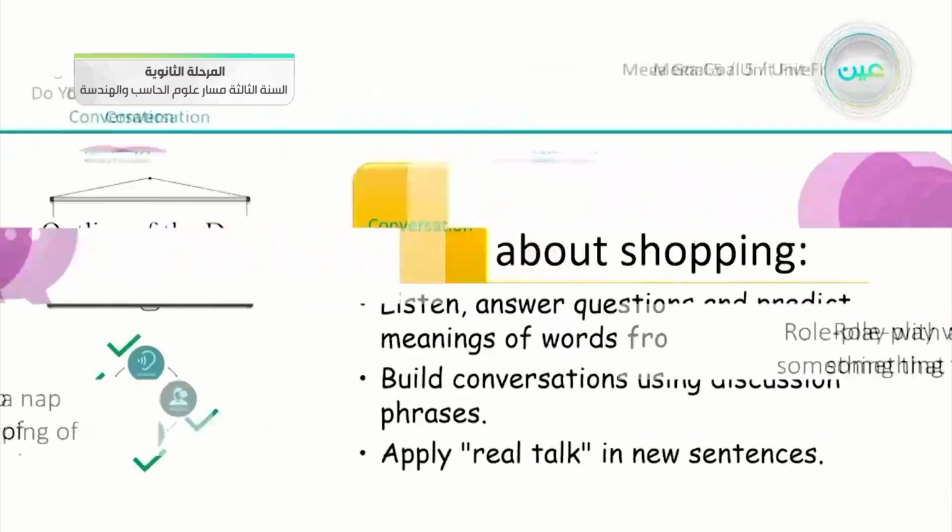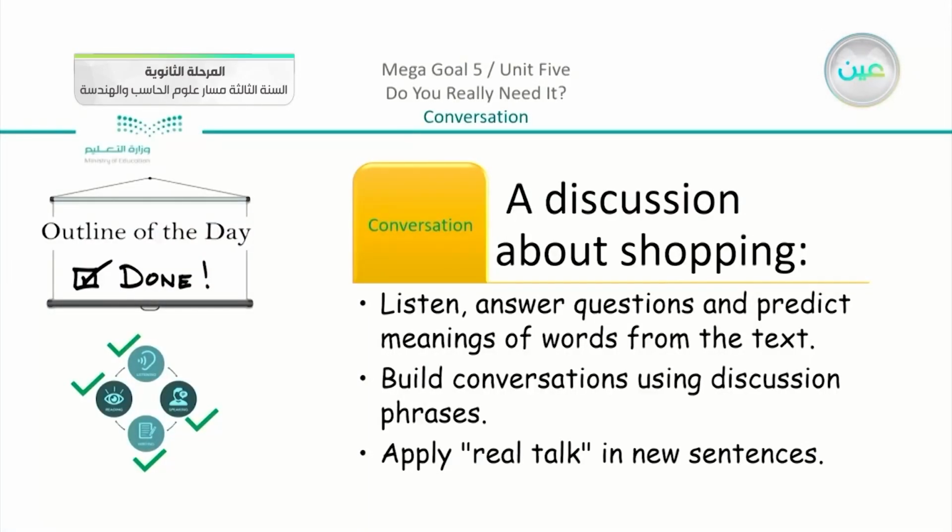So at the very end of our lesson, we had a discussion about shopping. We listened, answered questions, and predicted meanings of words from the text. Now we know the meaning of broke, max out, beat it, and blow money away, which is related to wasting money. Now it is your turn to build conversations using the discussion phrases we discussed, which is advising against something. And at the very end, do not forget to apply real talk to your sentences.